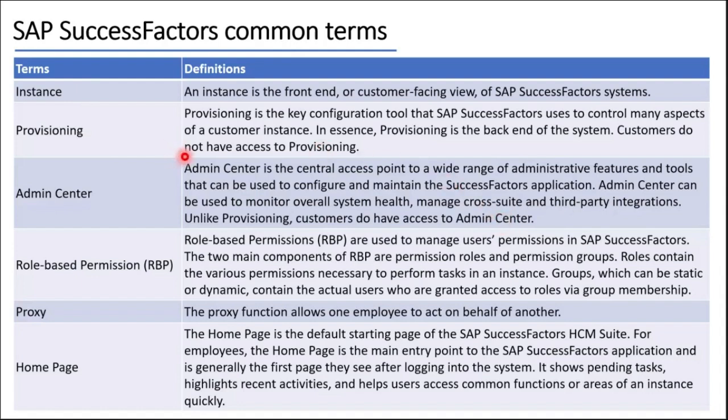And coming to role-based permissions. These permissions are used to control the access of the users. In other words, role-based permissions are used to manage users' permissions in SAP SuccessFactors. The two main components of RBP are permission roles and permission groups. Roles contain the various permissions necessary to perform tasks in an instance. Groups, which can be static or dynamic, contain the actual users who are granted access to roles via group membership.